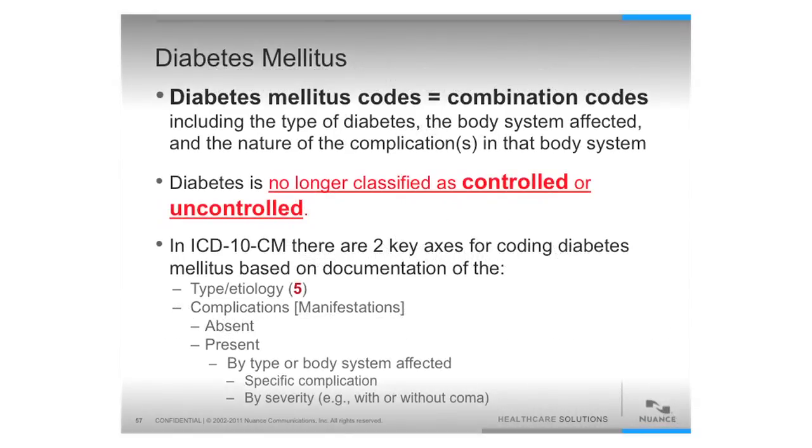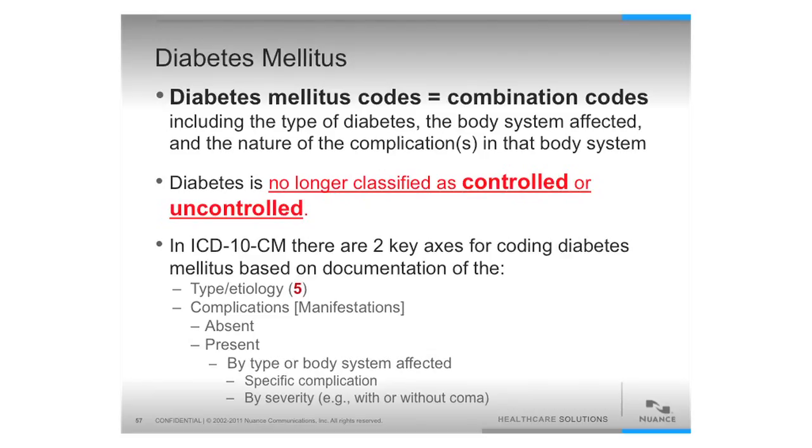Diabetes has something that's very frustrating. They're called combination codes. And I'll show you what they look like. But the issue of controlled and uncontrolled, again, is not relevant for coding. I didn't say you can't use it. I just said it's not relevant for coding. They do want you to capture what was the cause of the diabetes, what type of diabetes it is.